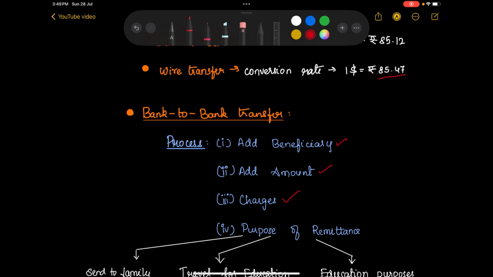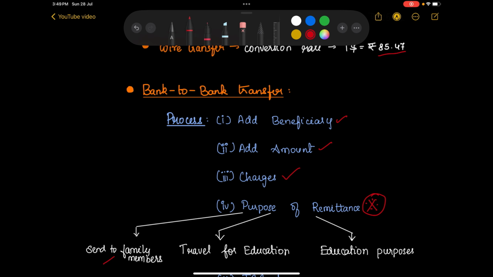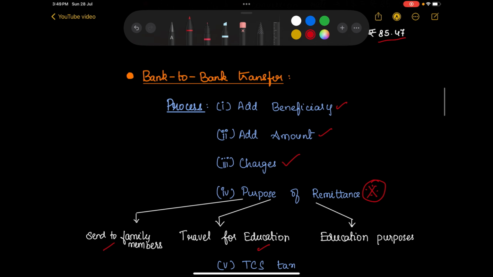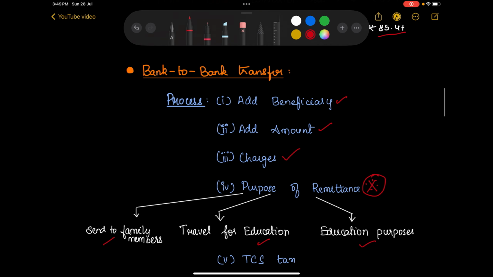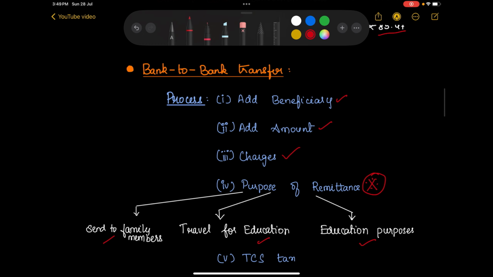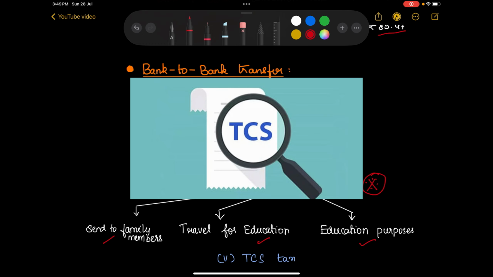The most important thing is the purpose of remittance. Purpose of remittance represents the reason for transferring the money from India to the US, or sending money abroad. It can either be for sending to family members, travel for education, or education purposes. Based on the purpose of remittance, a TCS tax will be applied if the transaction amount is above 7 lakhs.